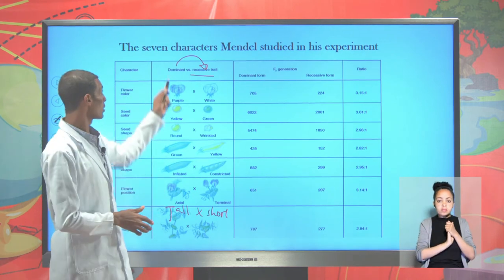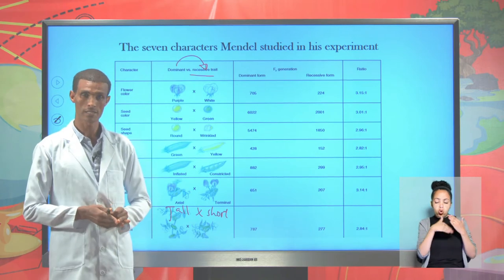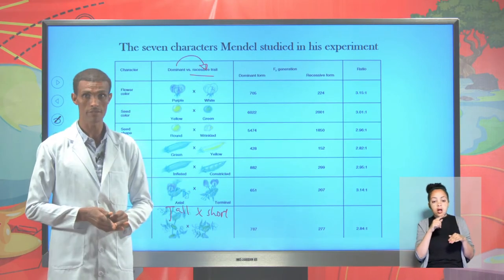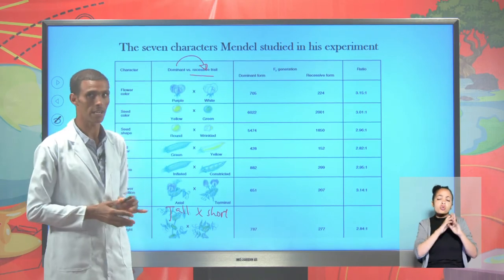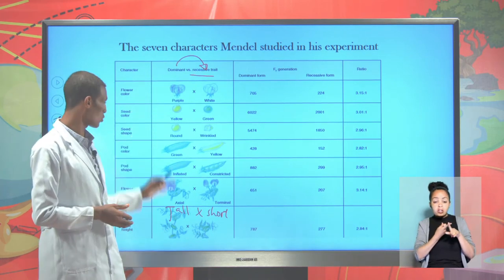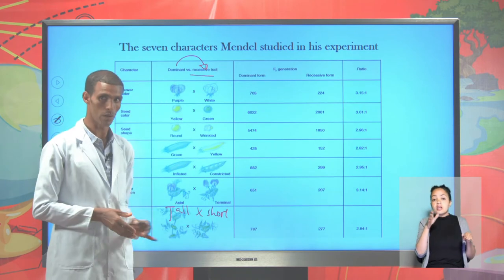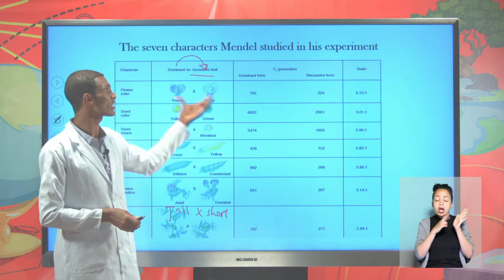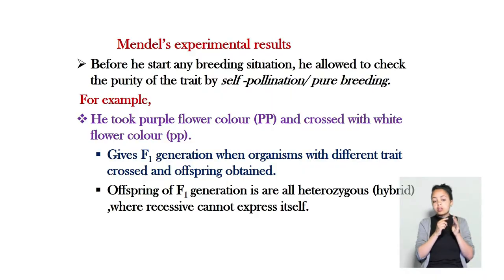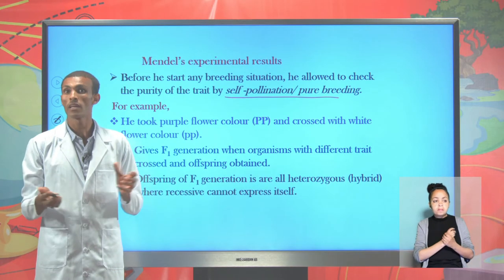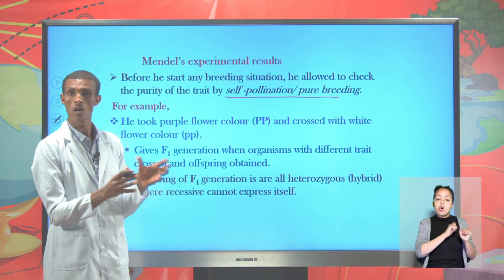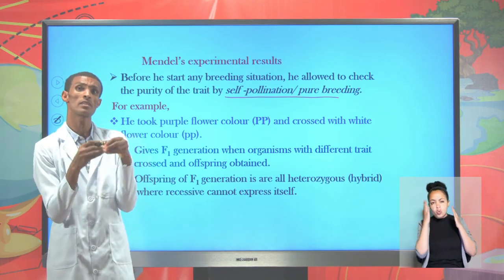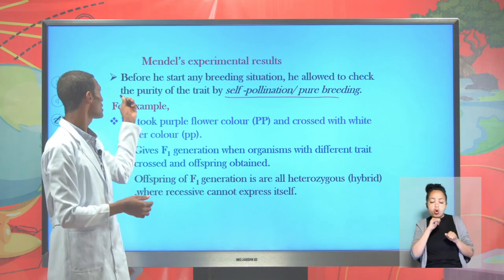Students, all characters found on this side are dominant over the characters found on this side, which are recessive. Here, we will see the cross following these characters. He starts from homozygous dominant on this side and homozygous recessive on this one. He selected these seven traits out of 31 to deduce the rules of inheritance. Before he starts any breeding, he checks whether the character he selected is pure or not by carrying out self-pollination. He crossed the homozygous dominant trait with the homozygous recessive trait, and wanted to know whether the final cross is homozygous or not, to understand the purity of the traits.